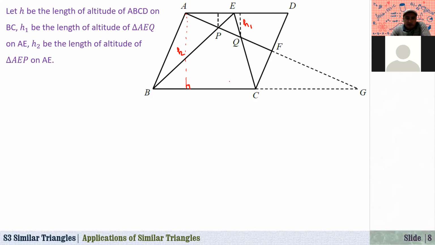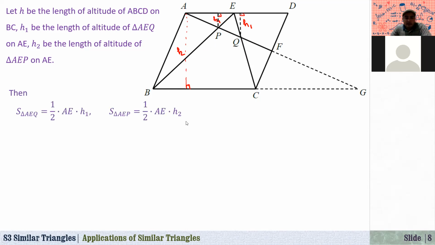H1 and H2 are the lengths of the altitudes of AEQ and AEP. So this one is H1, actually. The altitude is H1, because these are altitudes. Okay, these are altitudes.